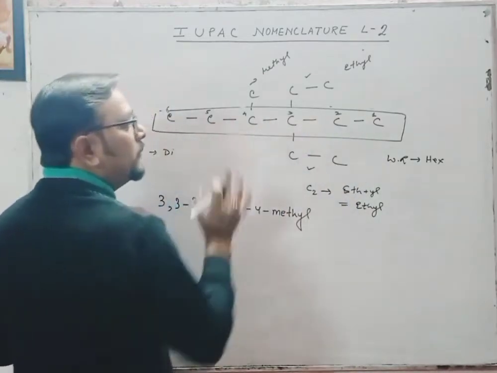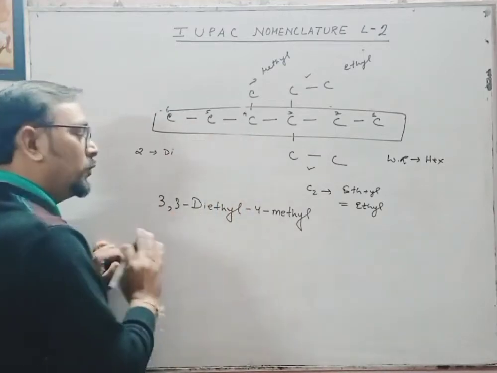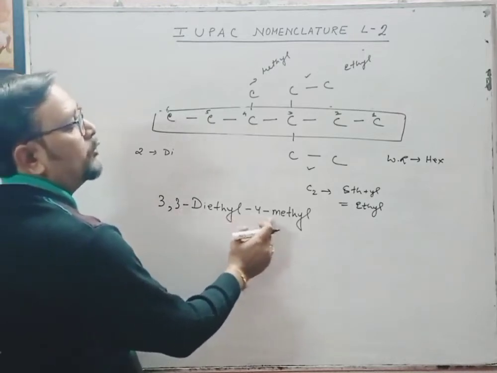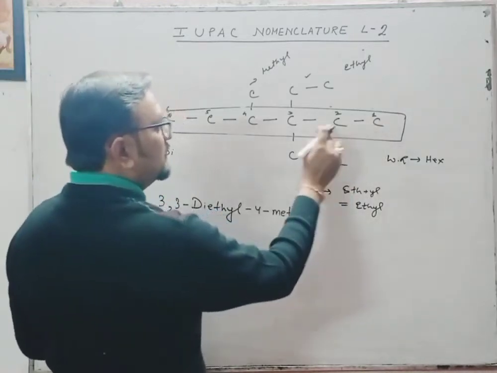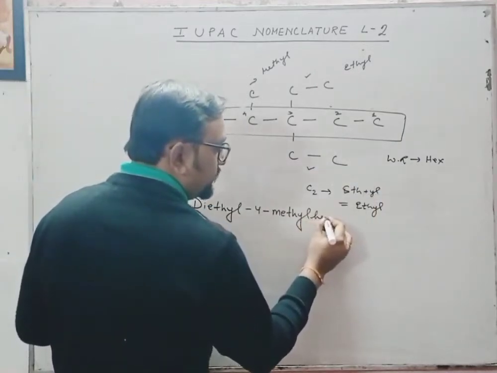Okay, are there any more substituents? Is there any double bond, triple bond? Is there any functional group? No. So directly word root and primary suffix. So 3 comma 3 diethyl 4 methyl; meth, eth, prop, but, pent, hex. So my word root is hex here.